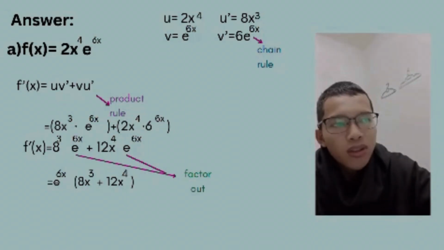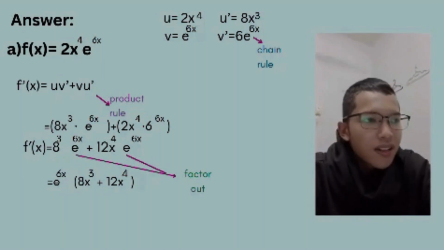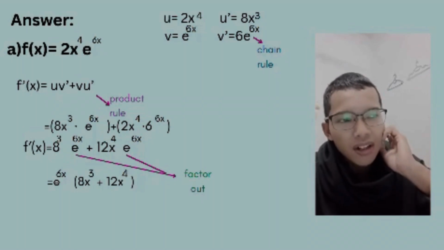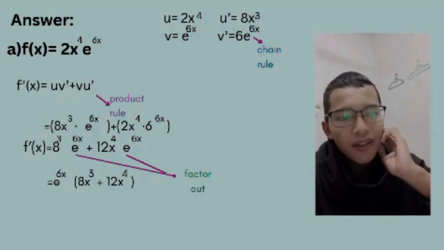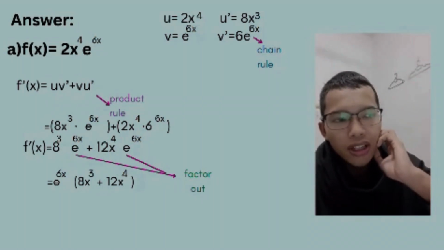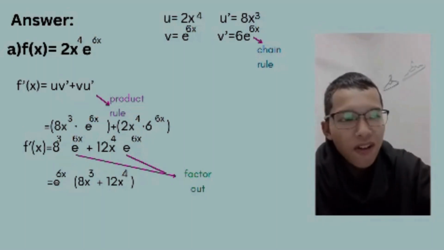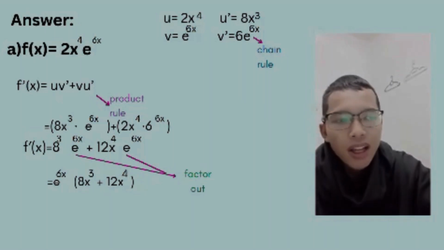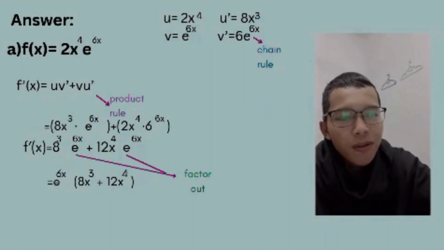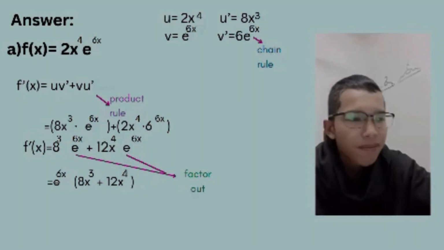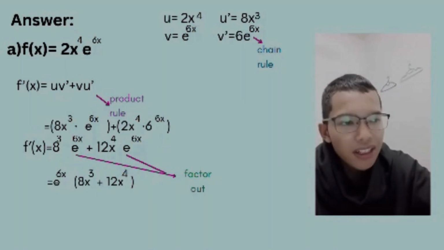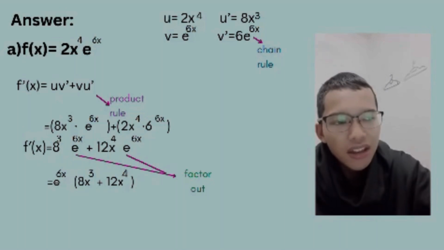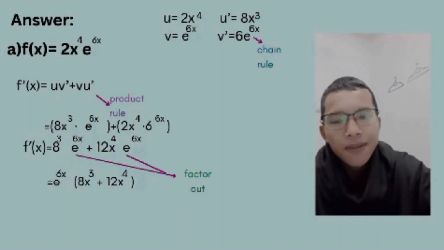The function we are asked to differentiate is a product of two parts, 2x to the power of 4 and e to the power of 6x. To differentiate this, we use the product rule. The derivative of 2x to the power of 4 is 8x cubed. Meanwhile, the derivative of e to the power of 6x is 6 times e to the 6x, using the chain rule. Putting it all together, the final derivative is e to the power of 6x multiplied by the sum of 8x cubed and 12x to the power of 4.